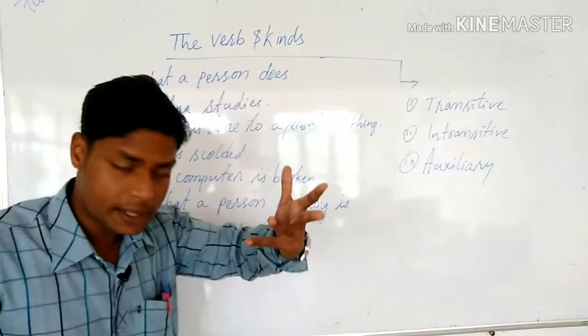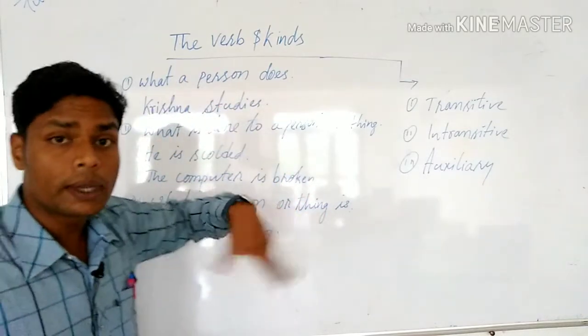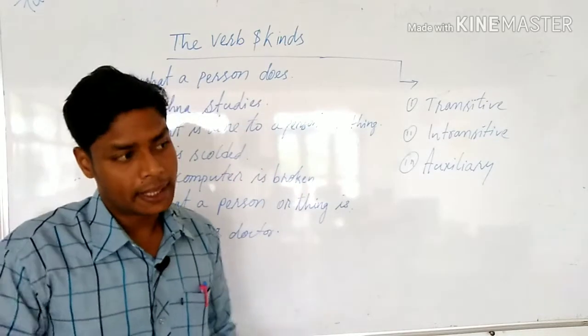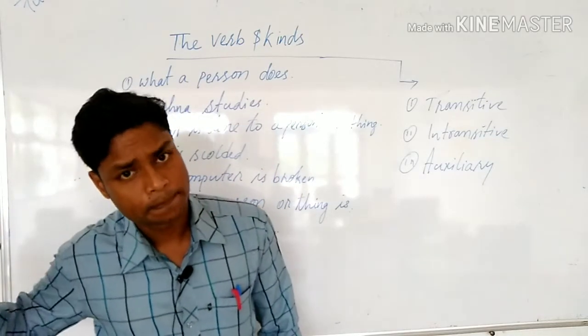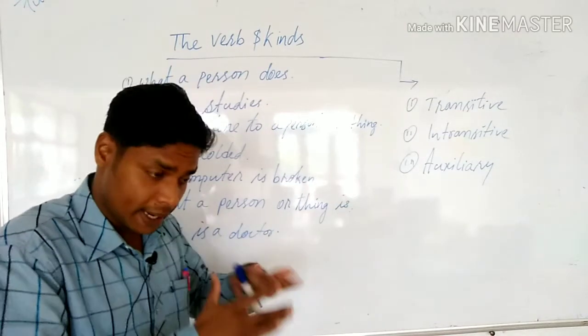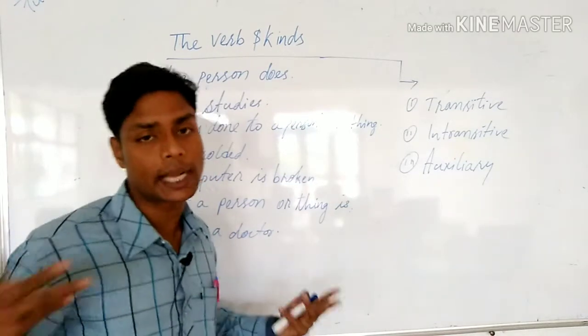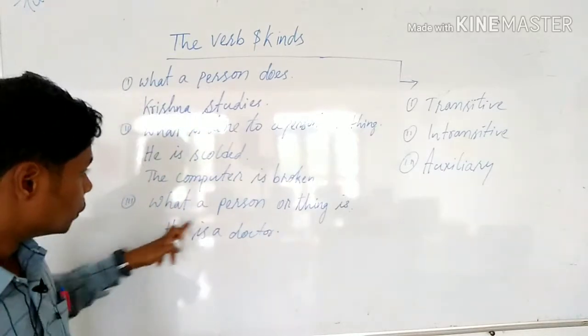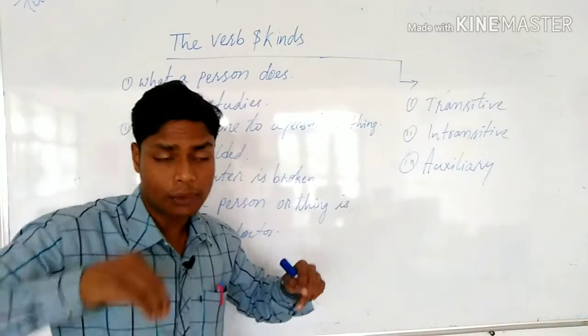What a person does. What is done to a person or a thing. The cat is beaten to death. What is done to the cat? The cat is beaten to death. Then comes what a person or thing is. What is the state of a person or thing?